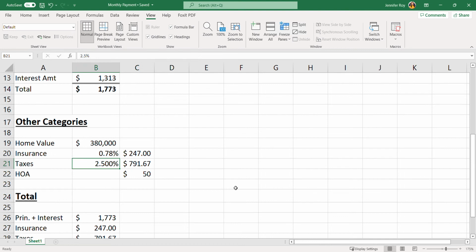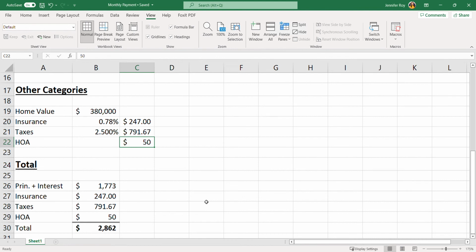Taxes, unavoidable. We have taxes that are associated with our home value. So again, not the loan amount, the home value. In this example, I'm using 2.5%. So the math is 2.5% of 380, and we're dividing by 12 because we want a monthly payment. And the other piece is a homeowners association due, if it's applicable to that property. Take the yearly amount, divide by 12, and it's like a placeholder.